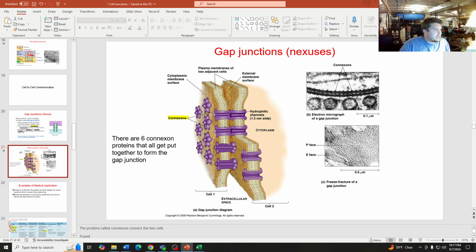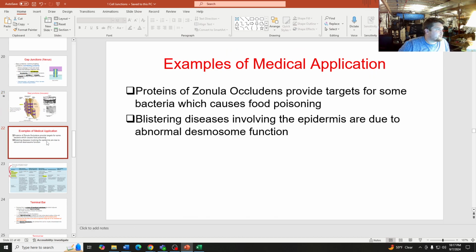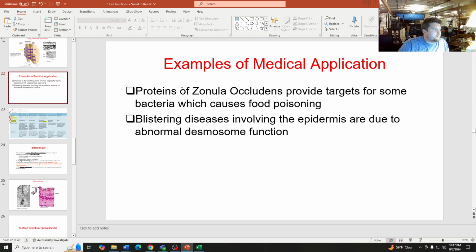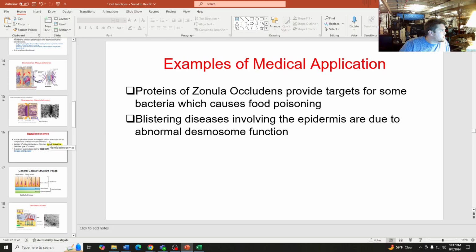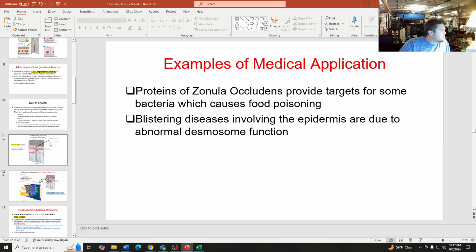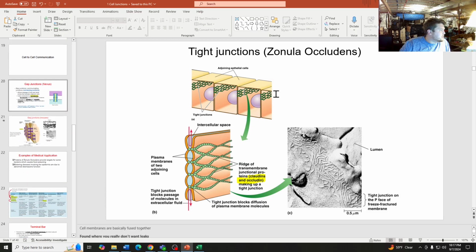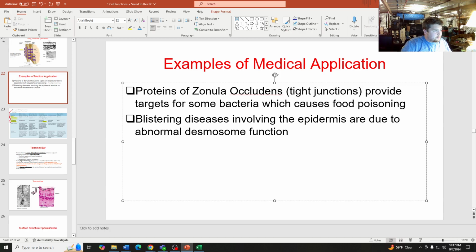Okay, and again, we'll come back to gap junctions in future courses. Just a little note of medical application. Certain proteins of Zonula occludens, there it is, the tight junctions. Zonula occludens. I'm going to put that in there. Tight junctions provide targets for some bacteria which cause food poisoning.